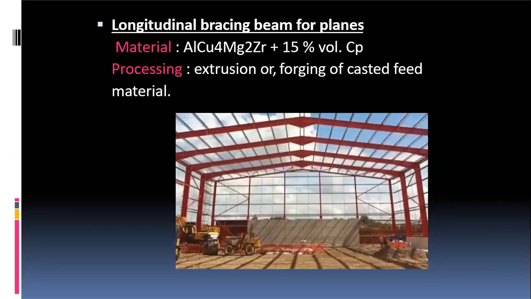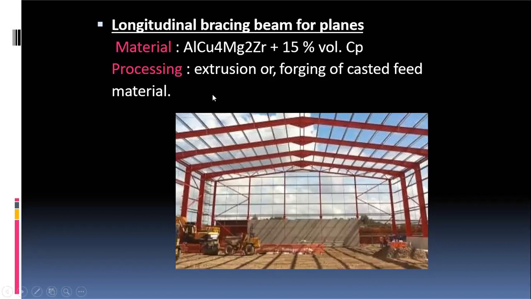Next, they are used in the longitudinal bracing beams for planes. These bracing beams are used in the construction of planes, that is aeroplanes or turbines. These longitudinal bracing beams are used for the planes only. You can see it in the picture: very long connective beams in between.